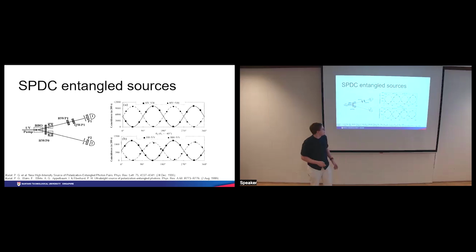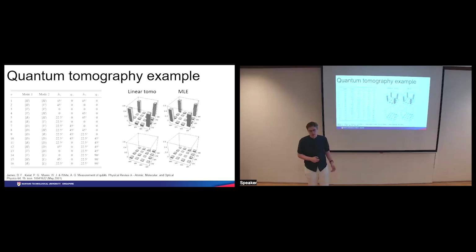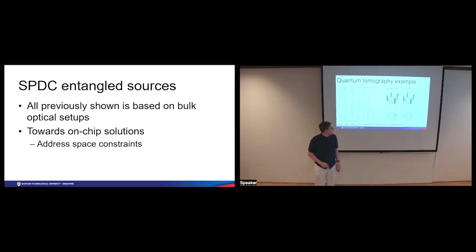If you want the most information about your quantum state, you would perform quantum tomography. You would project the photons onto different states, and you can calculate the density matrix, and this will give you all the information about the quantum state that you have generated. So this is already the basic information.